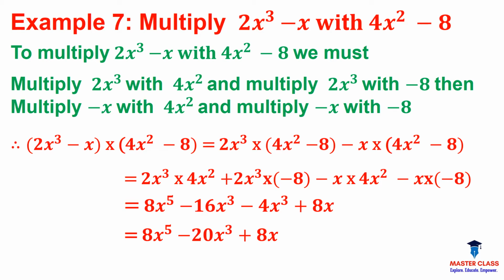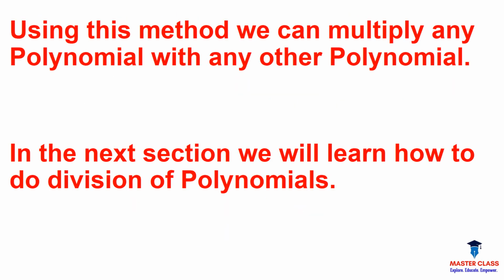Our final answer will be 8x⁵ − 16x³ − 4x³ + 8x. By adding the like terms together, we will now get 8x⁵ − 20x³ + 8x. Using this method, we can multiply any polynomial with any other polynomial. In the next section, we'll learn how to do division of polynomials.